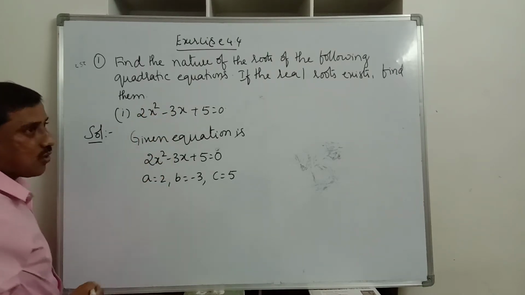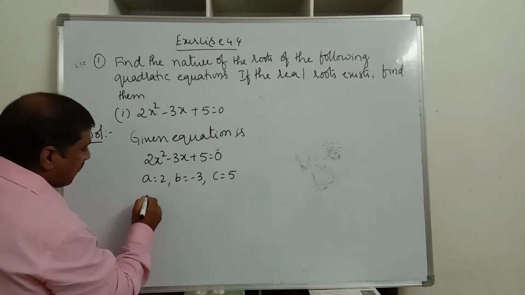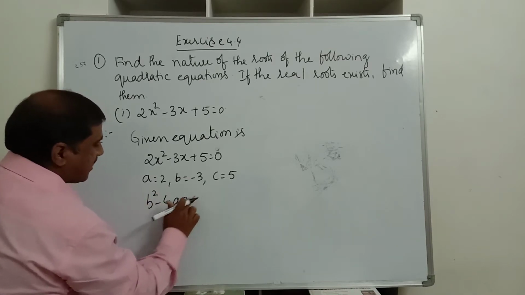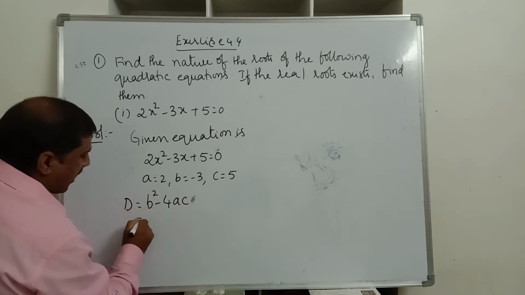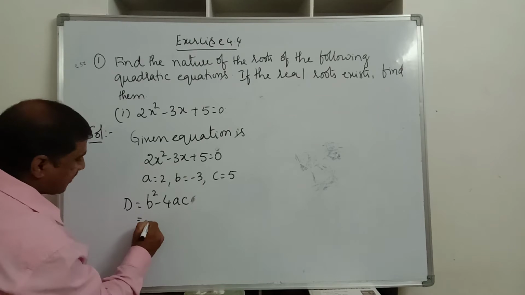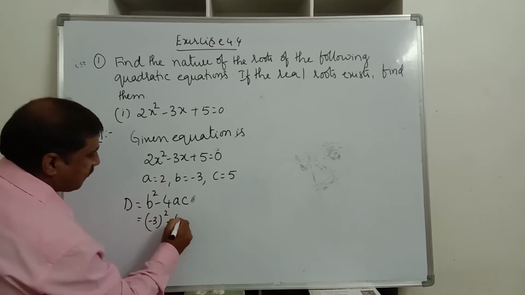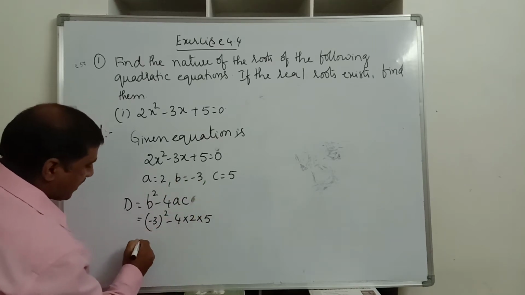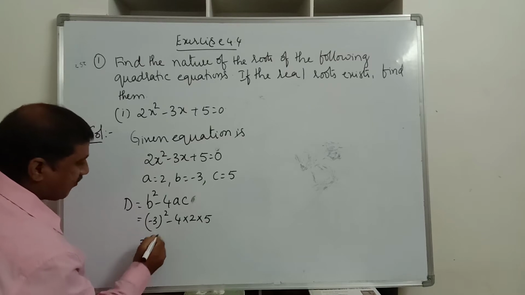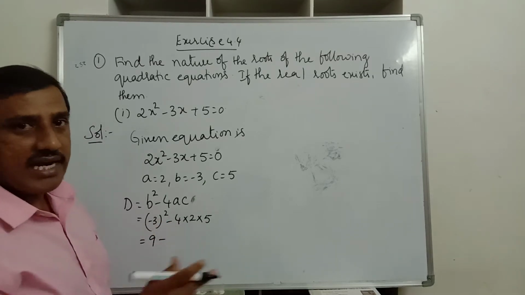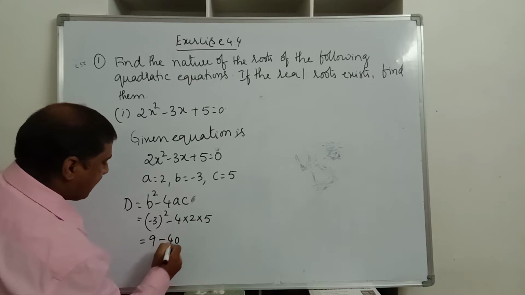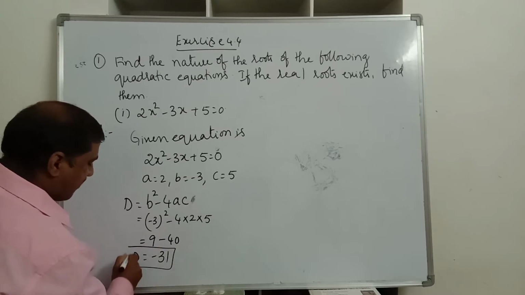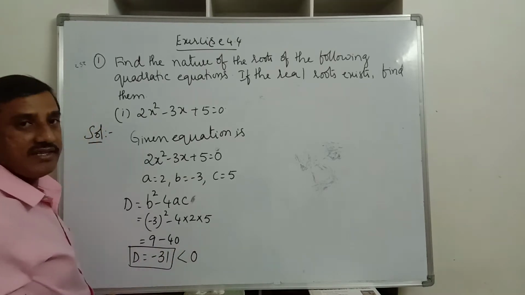So to find the nature of the roots, we have to find b square minus 4ac, that is, d is equal to b square minus 4ac. That is, minus 3 whole square minus 4 into 2 into 5. Minus 3 whole square is 9, minus 4 into 2 is 8, 8 into 5 is 40. 9 minus 40 we get as minus 31. So d is equal to minus 31, which is less than 0.